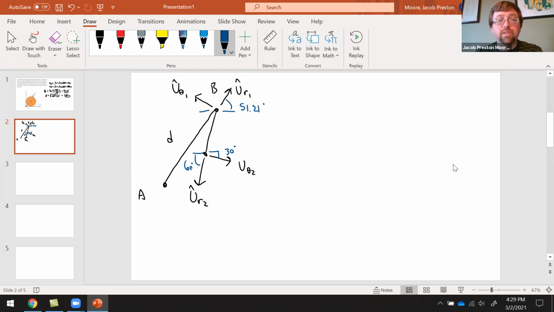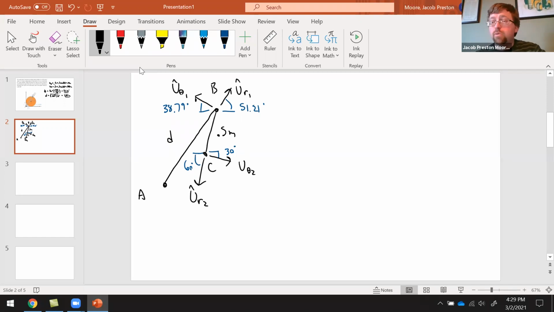And over here, this is going to be 90 minus that number, which is 38.79 degrees. All right, so this, believe it or not, is going to help. I'm also going to draw in the last length, so this length here is 0.5 meters. That's the constant length between B and C.